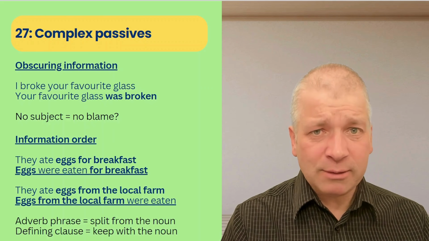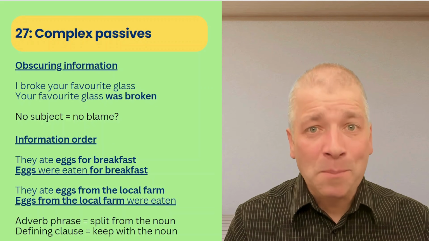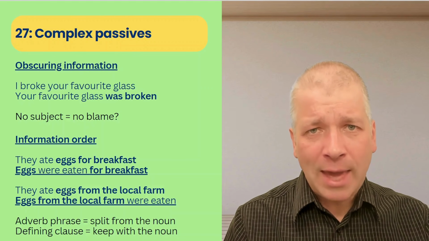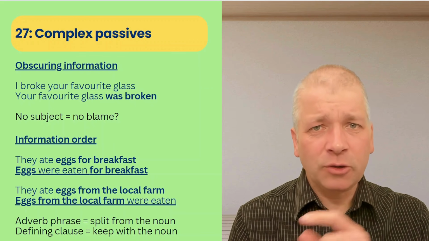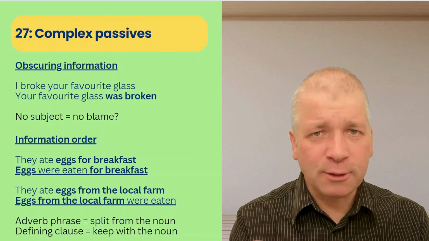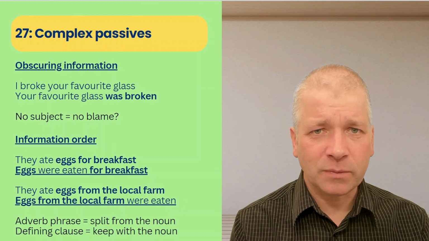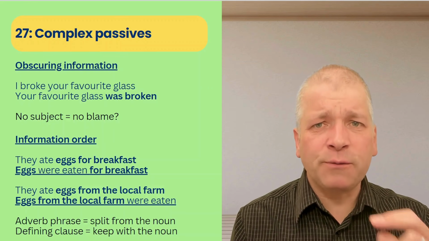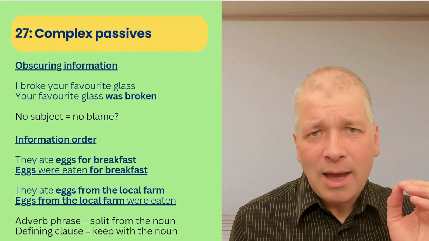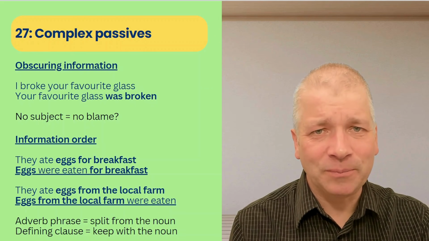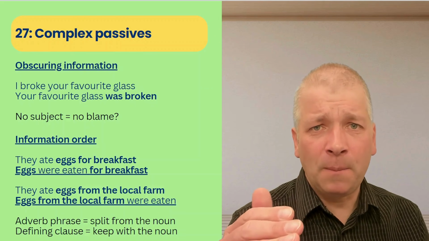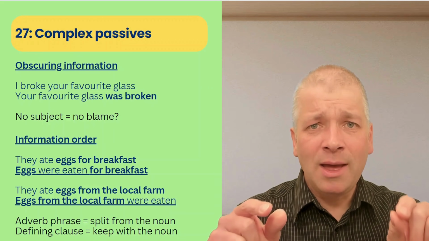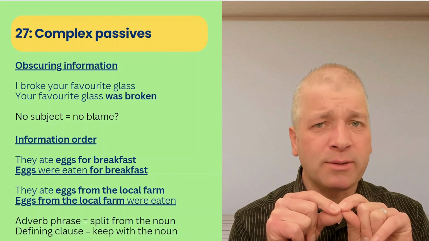There are also complexities with the passive when it comes to information order. Look at the different examples here. They ate eggs for breakfast. Transform it to the passive. Eggs were eaten for breakfast. The next two sentences have a slightly different change. They ate eggs from the local farm. Eggs from the local farm were eaten. Now notice in the first example, eggs and for breakfast separate. But in the second example, eggs from the local farm does not separate.